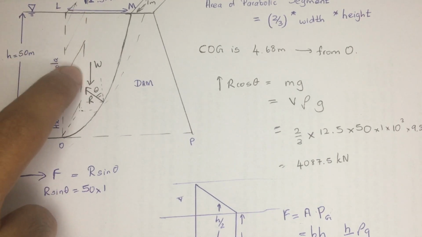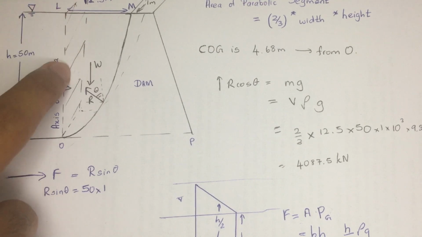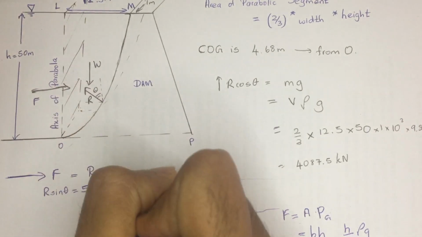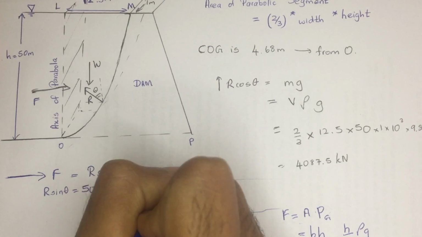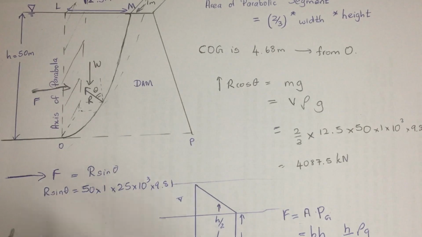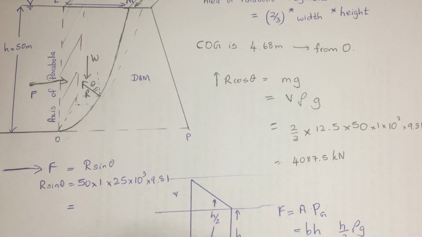So the pressure on that point is going to be h rho g, which is 25 into 10 to the power 3 into 9.81. So I'm going to write it like this: 25 into 10 to the power 3 into 9.81. So this is the horizontal component.